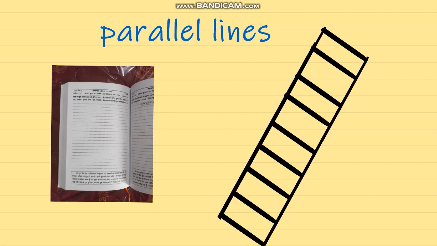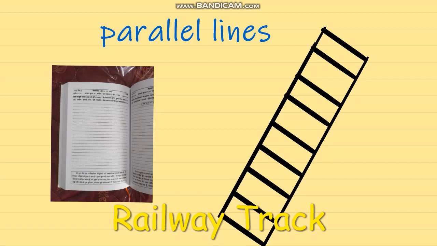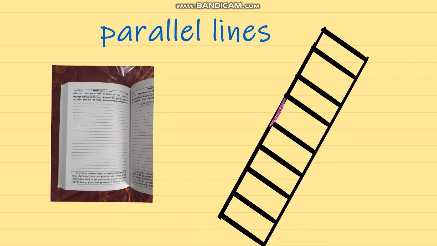What are parallel lines? First you need to understand this, children. I hope you all might have seen the railway track. The railway track, if you see properly, you'll come to know that the two lines are opposite to one another. These two lines never meet anywhere. So these two lines are parallel to one another.